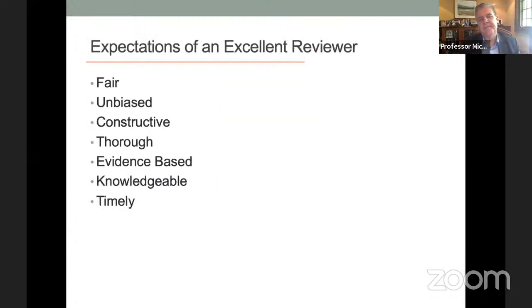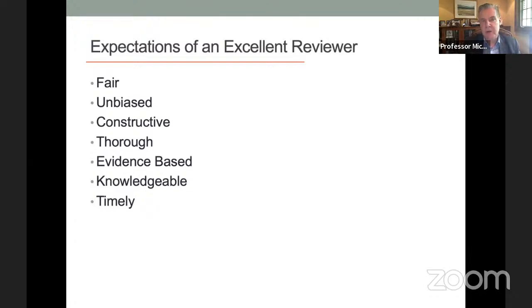So let's begin. So what are the expectations of an excellent reviewer? What would I hope for as an author? I think fairness is important, and all of us have unconscious biases, but one needs to approach an article in as unbiased a fashion as possible. And if one does perceive significant conflicts of interest, it's better to pass this on.